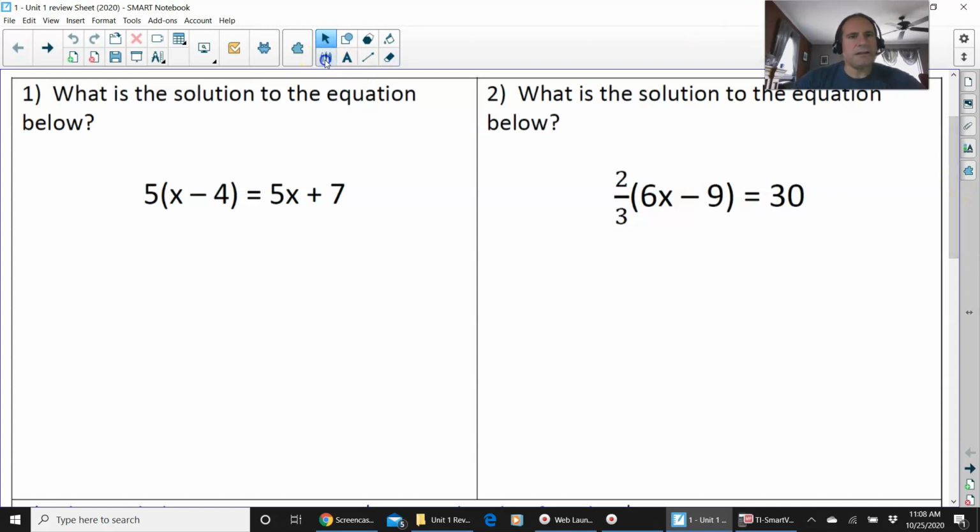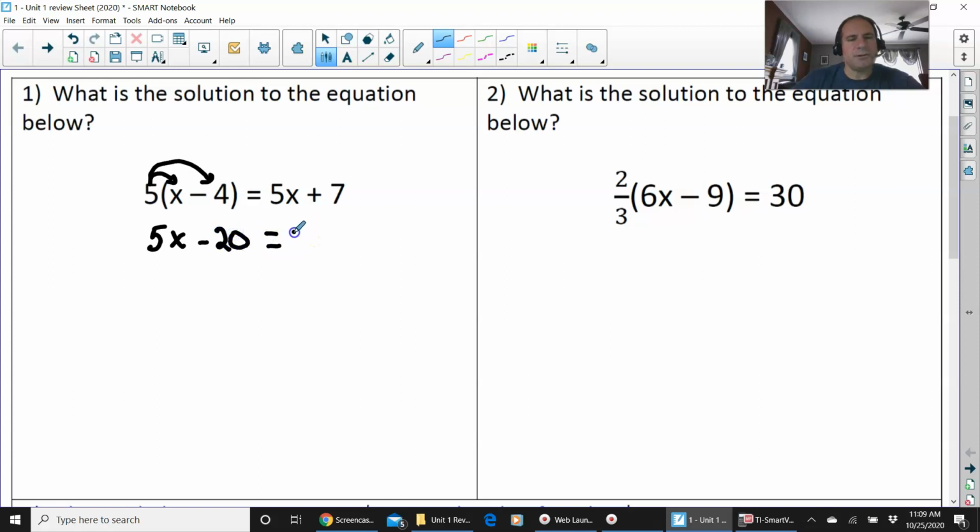So the first thing that I see is that this expression here has parentheses, and we are going to go ahead and do distributive property. 5 times x is 5x, and 5 times negative 4 is negative 20. I'm going to bring everything else down, 5x plus 7. And from this part right here, you should be able to tell what the solution is. But if you can't, you just keep on going.